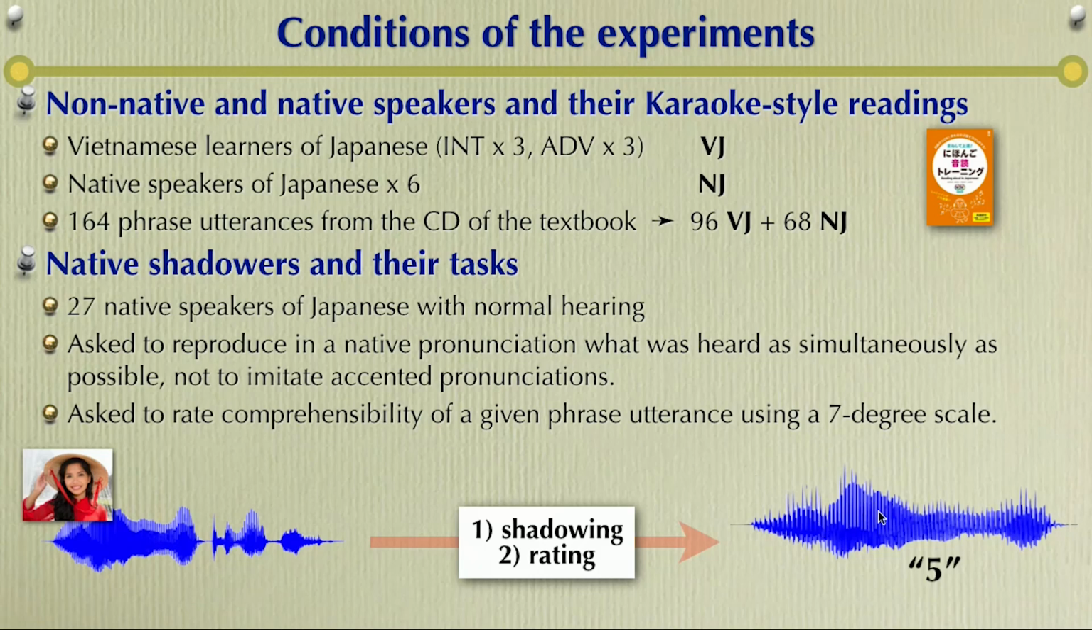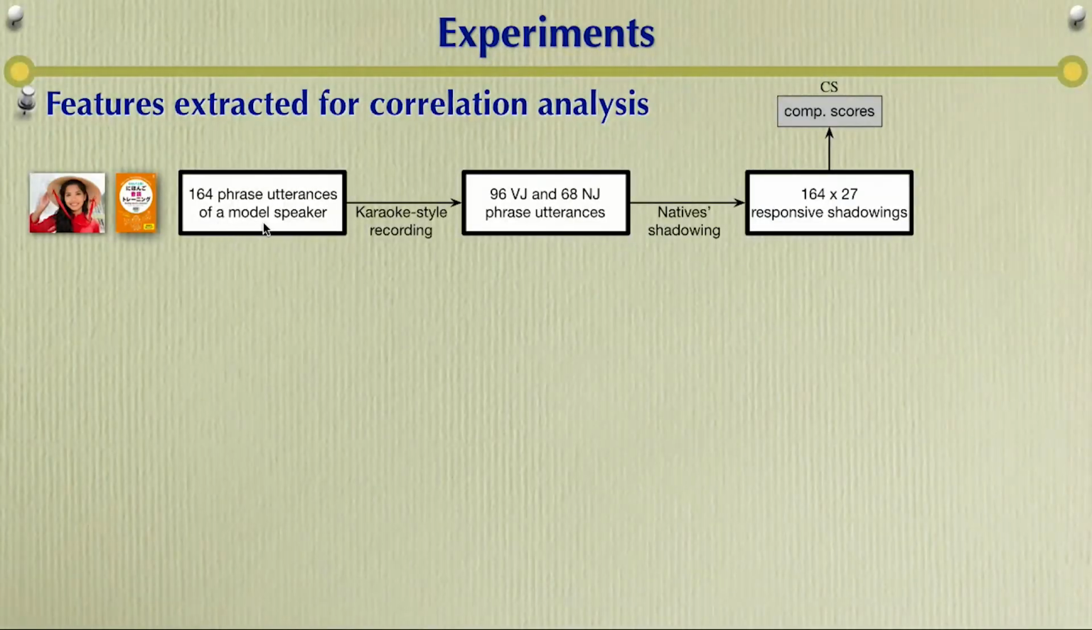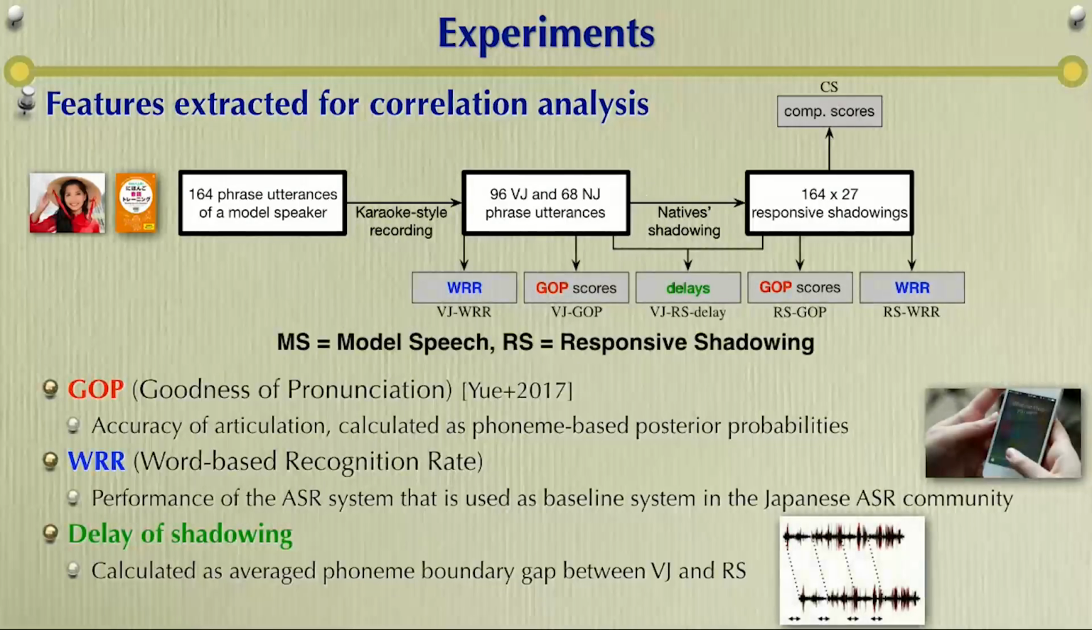So which results will have higher correlation to this? Okay? Learners' utterances or listeners' behaviors, listeners' shadowing utterances. Yeah, so learners' utterances were presented to native shadowers, and the shadowing utterances obtained. Okay? And the comprehensibility score, subjective scores obtained. Right?